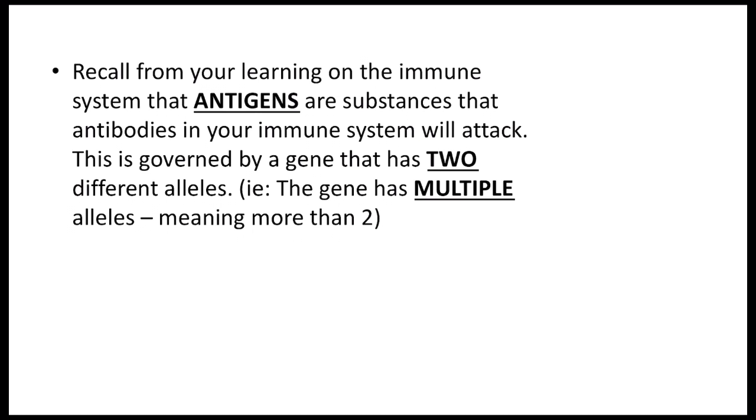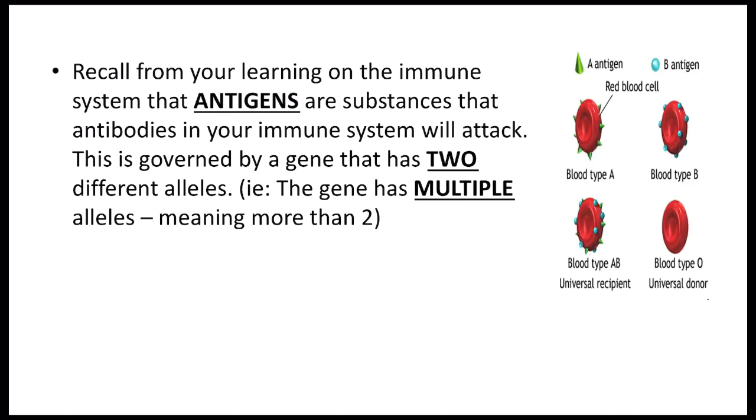So looking at blood type here, we have A-type blood that has A antigens. You can see here A antigens. B-type blood has B antigens. And then AB, you can see, has both. And then O, which is considered the universal donor, has neither of the two antigens. So instead of just dominant and recessive, we have two different dominant alleles and then a recessive.